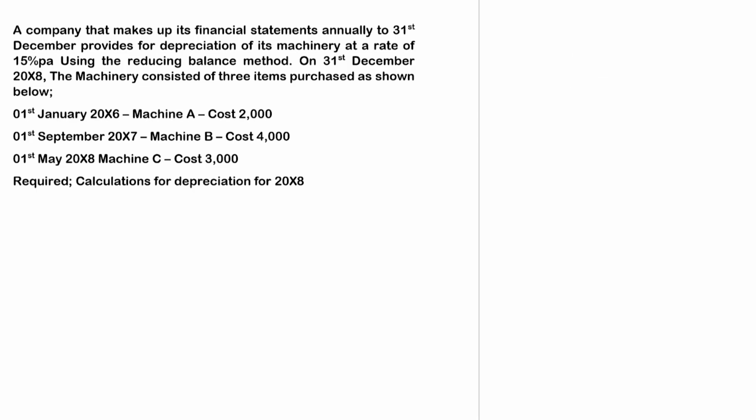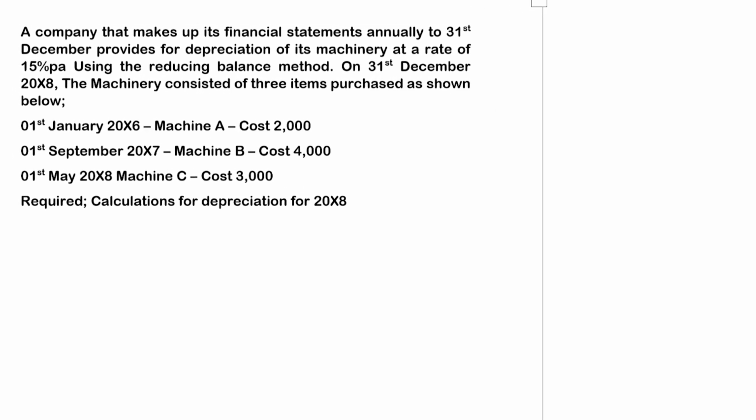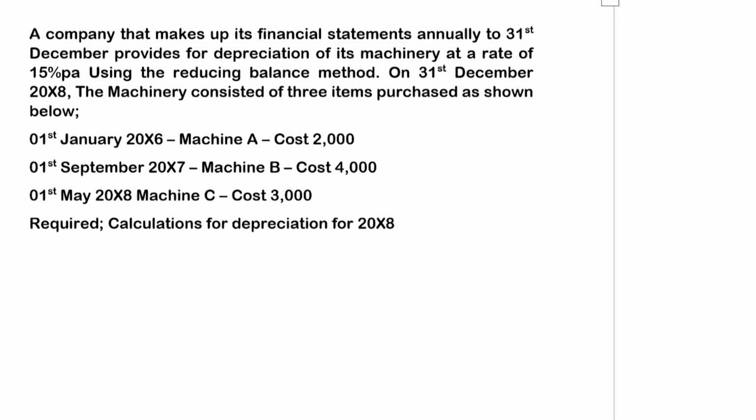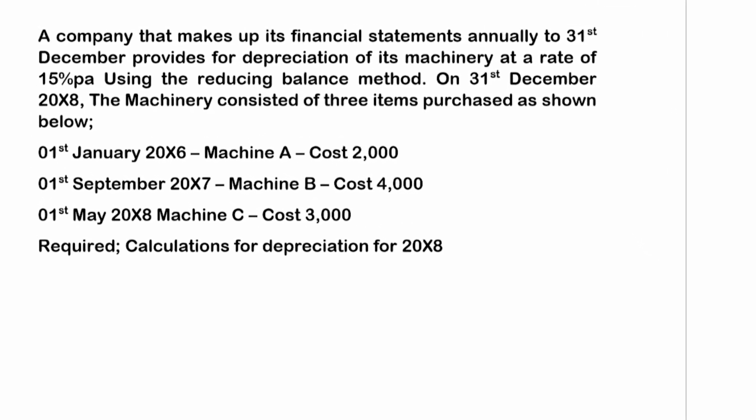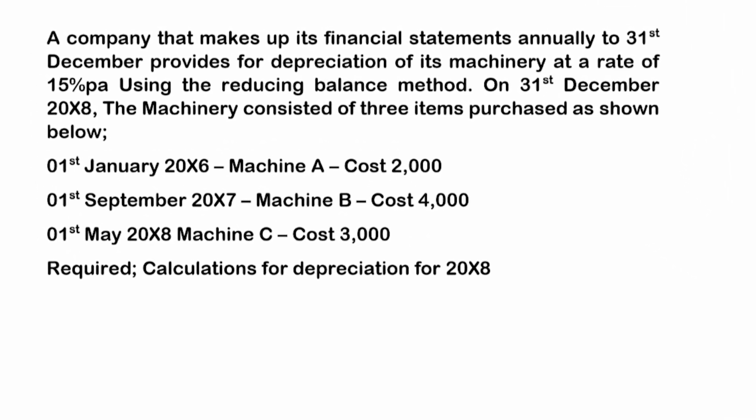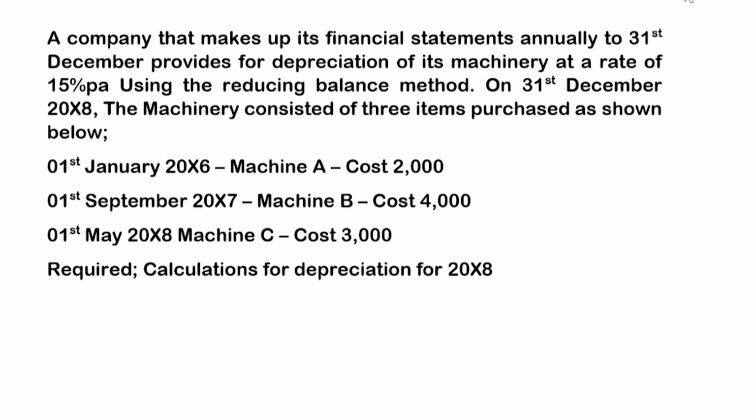In today's session, we are basically going to do this question on depreciation. Here, a company that makes up its financial statements annually to 31st December provides for depreciation of its machinery. It does so at a rate of 15% per annum, reducing balance method. On 31st December 2018, the machinery consisted of three items purchased below.